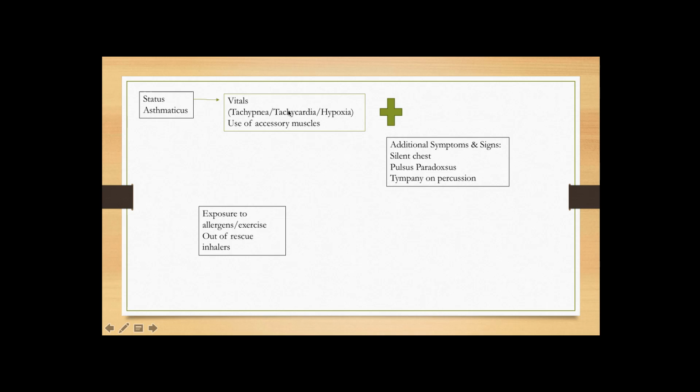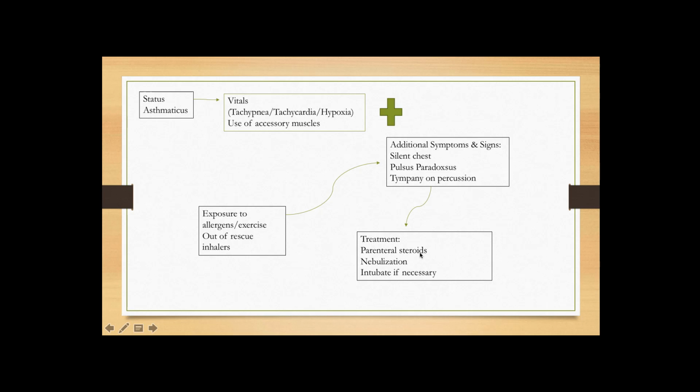So the point is, whenever any of these are present, you will assume that this is status asthmaticus, and this becomes just extra findings. On their history, you will see that they have been exposed to either some new allergen, or they ran out of their inhalers, or they just exercised pretty heavily all of a sudden. These three are very classic things, and one or the other is present in the history, and then you say, okay, this is probably status asthmaticus, and this is how you intervene.